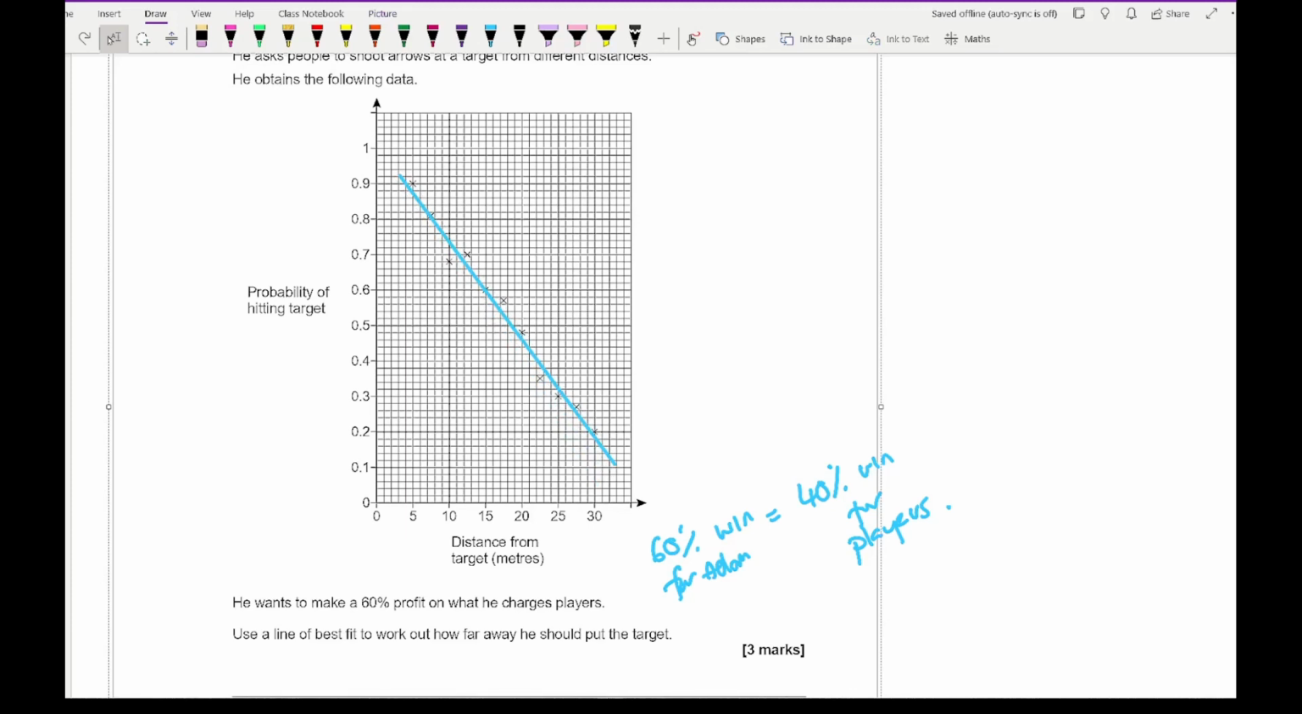Then once you've drawn your line of best fit, you want to have a look at where 0.4 lies. As soon as it hits the line, you then want to project downwards. And this value here is going to be your answer. So for mine, it's going to be around about 22.5 meters.